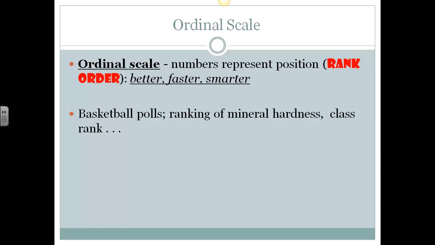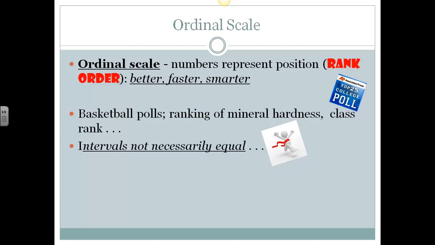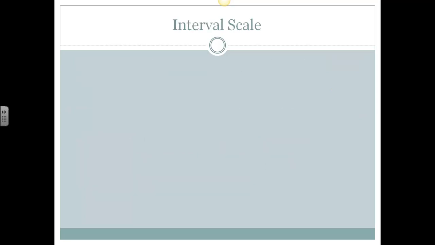Some other examples might be Mohs hardness scale in geology or your class rank. It doesn't tell you how much better somebody is, it just tells you what order you finished. The college basketball poll is probably one of the more famous ones coming up as we get into March Madness. And the order you finished in a race, for example, would be an ordinal scale, but it doesn't tell you how much faster somebody finished. So the intervals are not necessarily equal. So if you think about what conclusions we can make here.